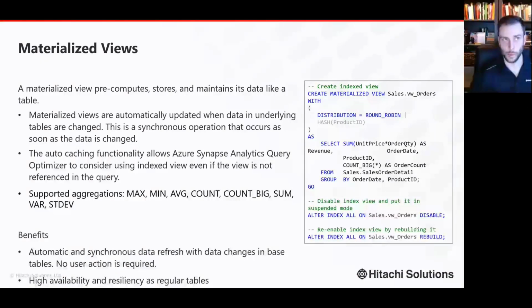Now, for these, there's a couple of scenarios where you would not want to use them. Like if you're using, I would say, Stream Analytics and you're streaming data into Synapse, or another CDC platform where your source tables are churning and updating all the time, I wouldn't use materialized views, because that view is constantly going to be updated, and that's going to be using excessive compute in your platform.